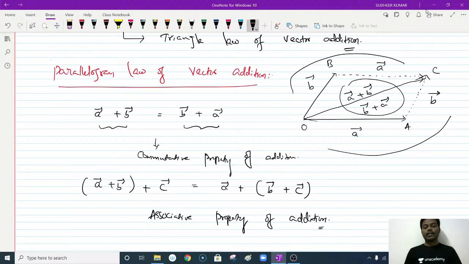We'll discuss components of vectors in the next class.